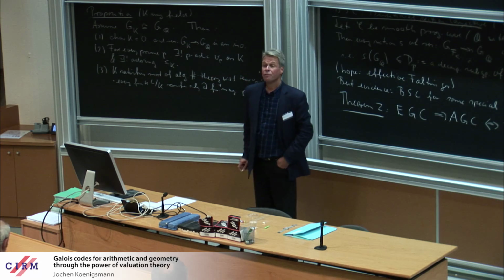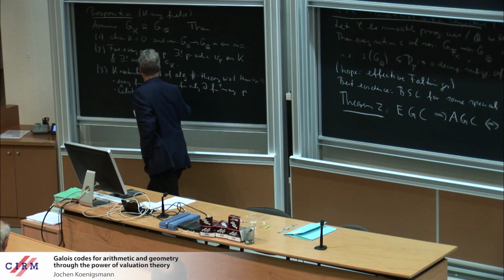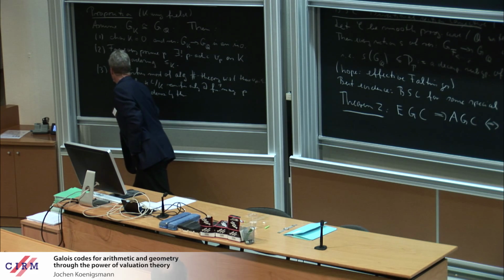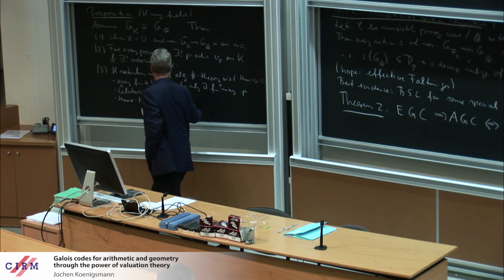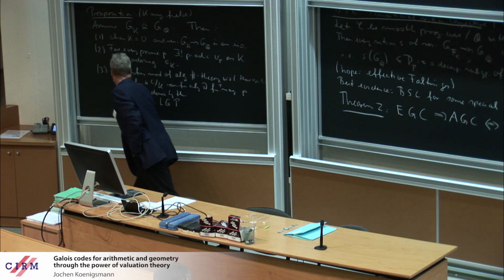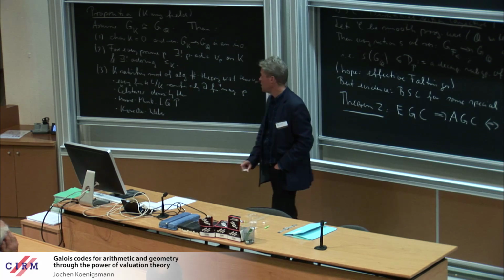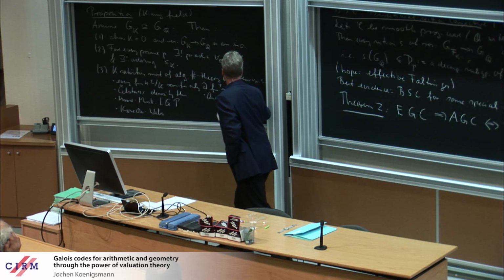We have the Chebotarev density theorem. We have the Hasse-Minkowski local-global principle for quadratic forms. We have the Kronecker-Weber theorem, that the maximal abelian extension is obtained by adjoining roots of unity. We have the quadratic reciprocity law. All these things.